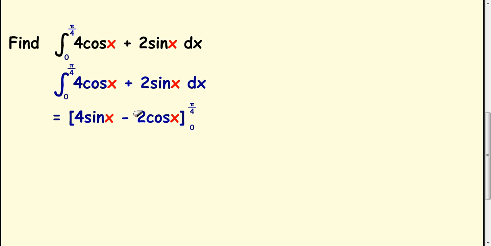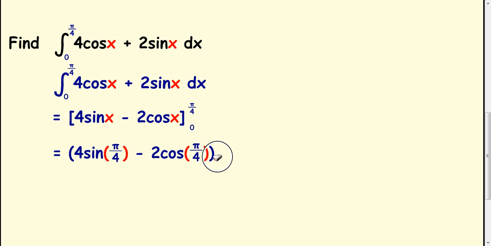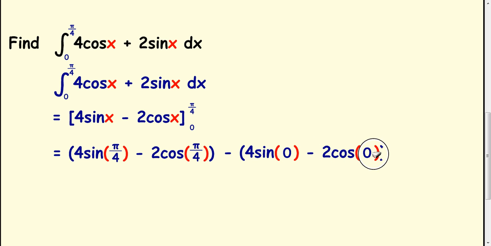We'll now sub the top value into both x parts here, and then we'll do a takeaway and substitute in the 0 part. So 4 sin pi over 4, take away 2 cos pi over 4, close your brackets, and then take away 4 sin of 0, take away 2 cos of 0, close your brackets. It's really important you do this and remember to put the 0 in. Some people get so used to putting the 0 in when there's x's and it cancels down to 0 that they forget to do this second part. Remember, when you're dealing with trig functions, the sine of 0 is 0, but the cos of 0 is 1. So this will create a value here.